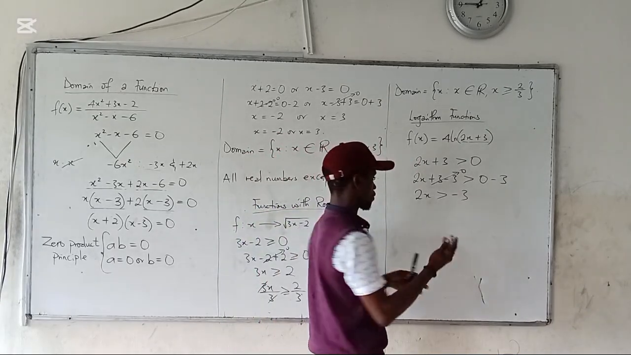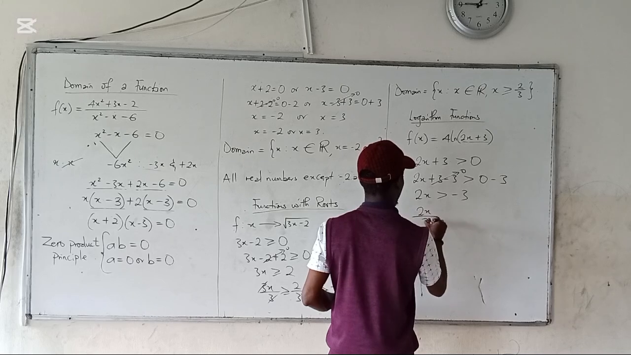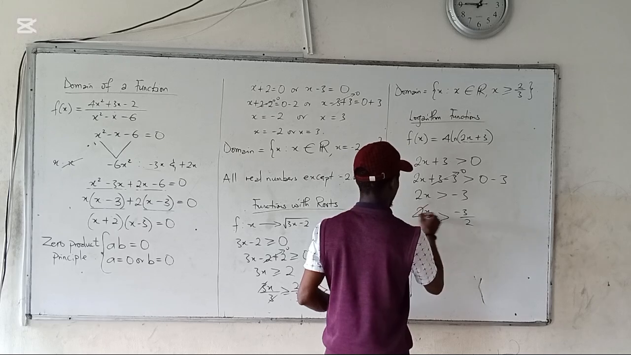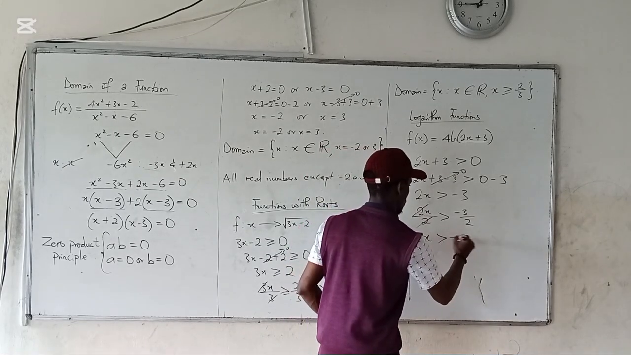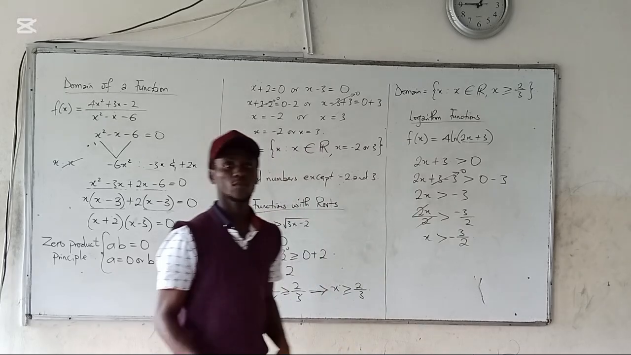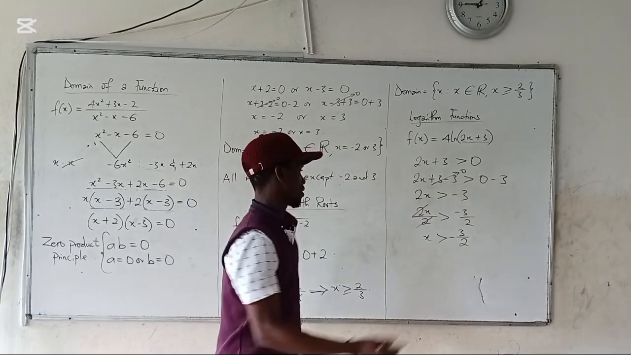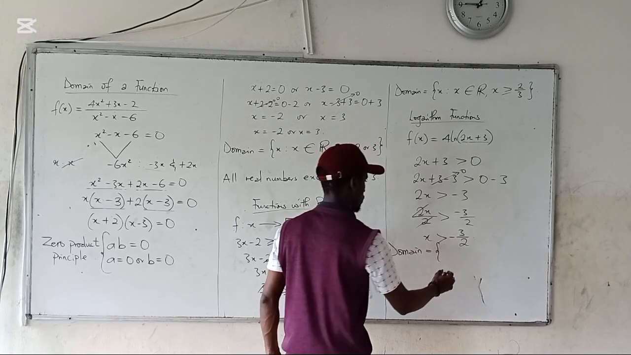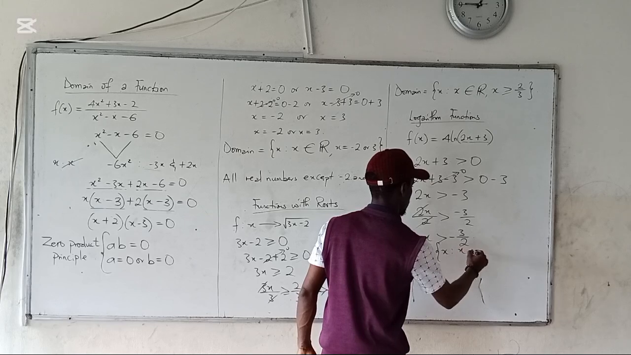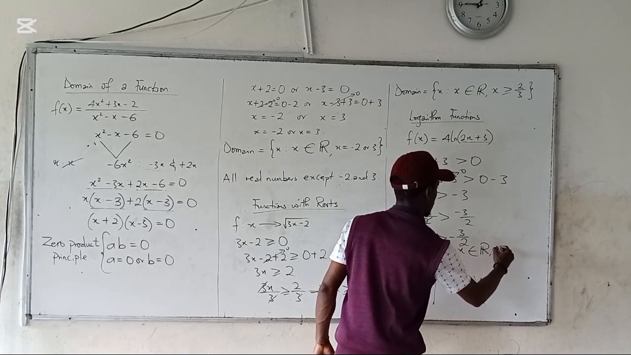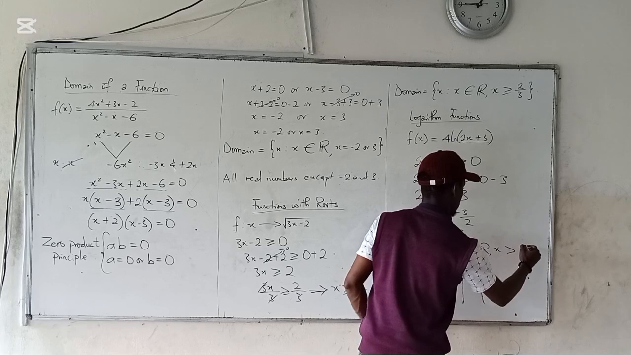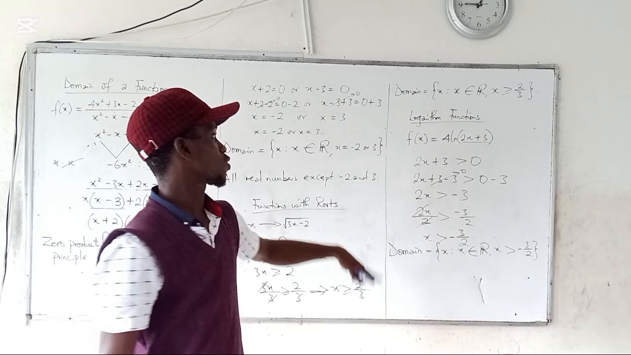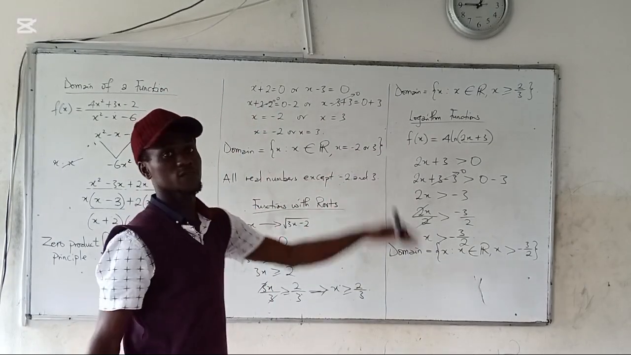From here, you divide both sides by 2. You have 2x divided by 2 is greater than minus 3 divided by 2. This will give me x, because the 2s cancel, is greater than minus 3 over 2. So the domain of this particular function will be equal to x such that x is a real number, x is greater than minus 3 over 2. That's my domain. So this is how to find the domain of different functions.